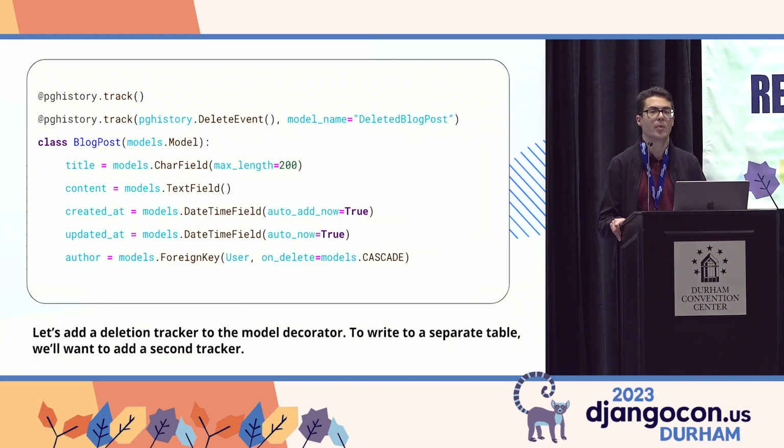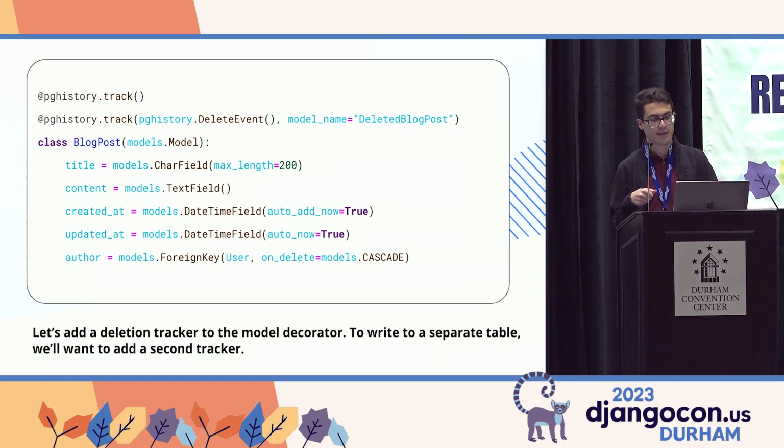So now what we're going to do is actually add a second tracker, because we want to store this in a separate table. So we can just add a second tracker here for a deletion event, and we'll specify the model name is just deleted blog post. And now whenever this blog post is deleted, we're just going to store the deleted instance in deleted blog post. And this will solve all the problems around cascading deletes both ways.